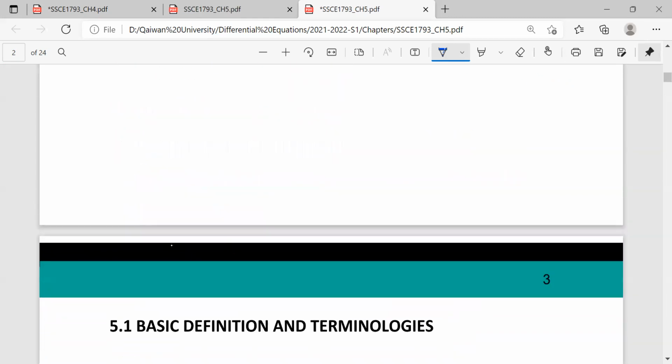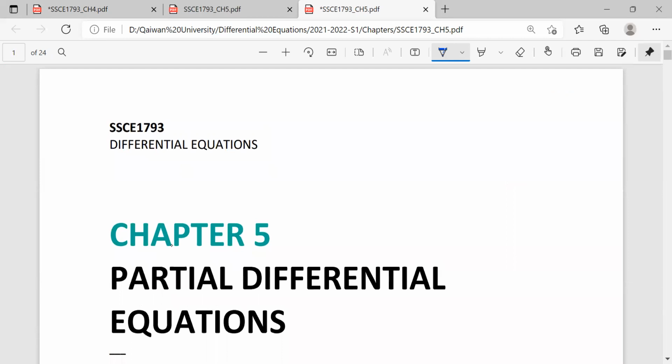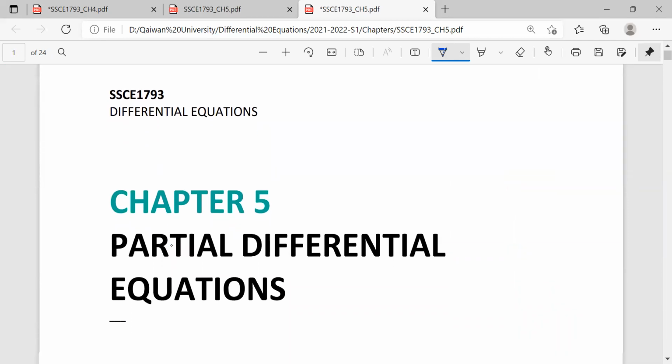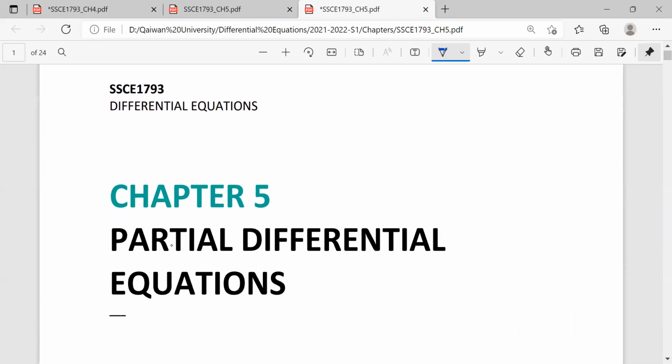Up to here. For test 2, only chapters 3 and 4 are included. Yeah. Laplace transforms and Fourier series. Those 2 chapters are included for test 2.